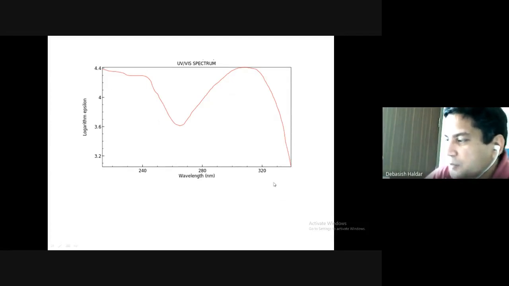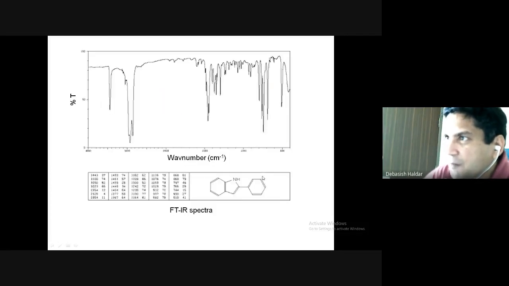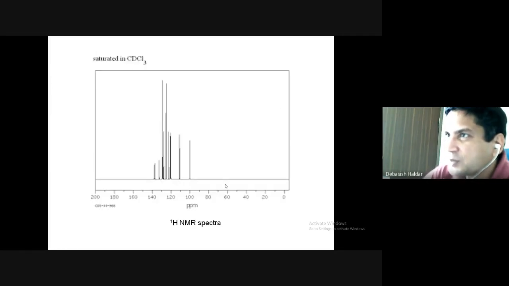What you have to write is the transition which is responsible for the UV visible spectra. And then this is the FTIR spectra. Here the values are there, so you have to write what is responsible for what in the FTIR spectra. And here is the NMR spectra of the compound. As there is no aliphatic proton, it's only aromatic protons, so it's condensed in the aromatic region here. So you have to write this one.